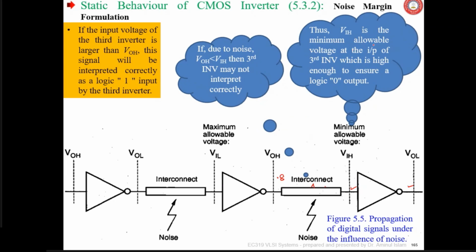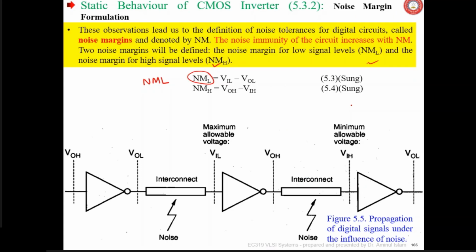Thus, VIH is the minimum allowable voltage at the input of the third inverter, which is high enough to ensure a logic 0 output. So, the calculation of NML and NMH is this. VIL minus VOL is the low noise margin, and VOH minus VIH is the high noise margin. And remember that the higher the noise margin, the better, the circuit will be more immune to any noise.